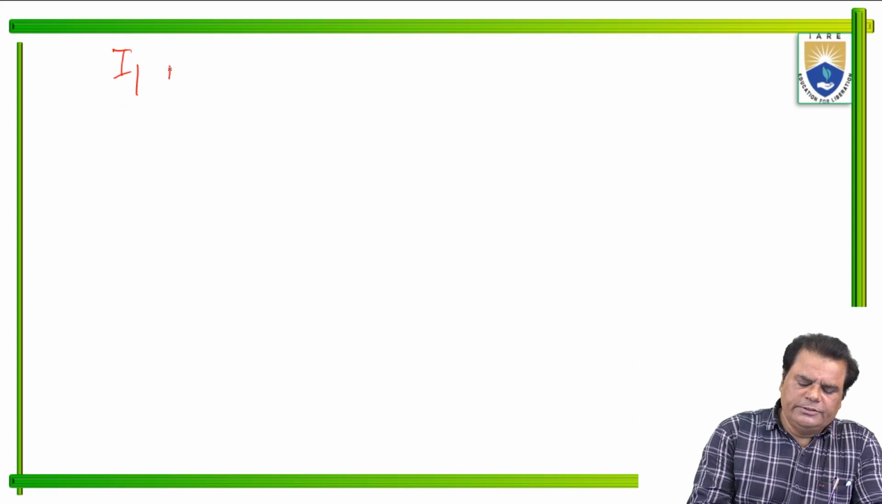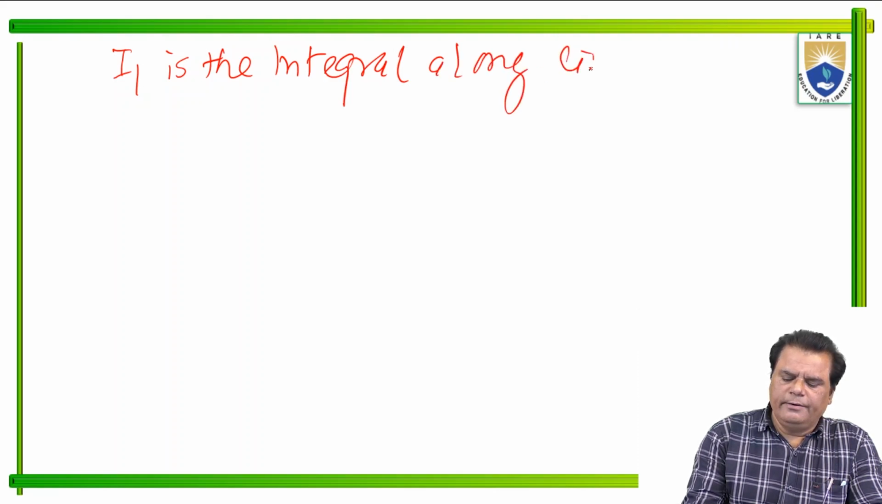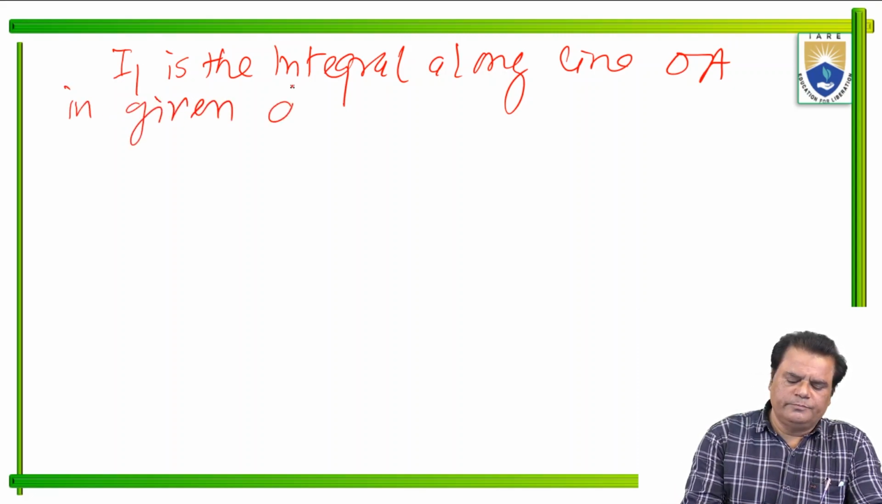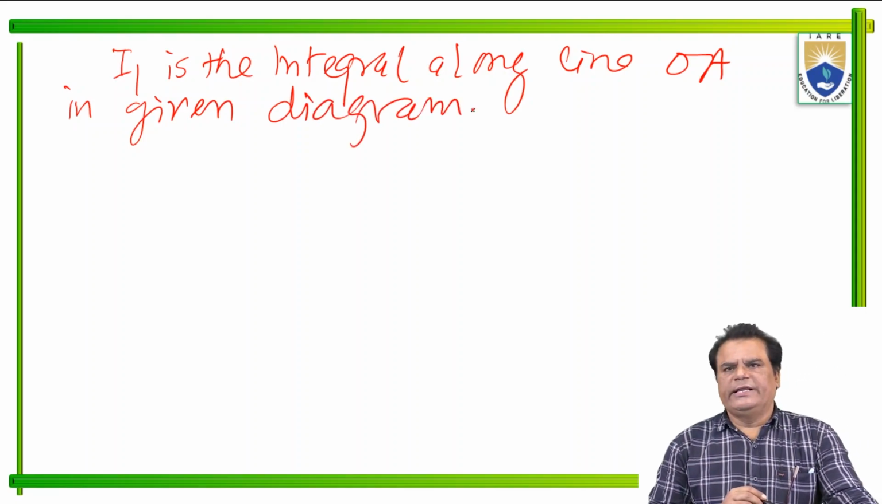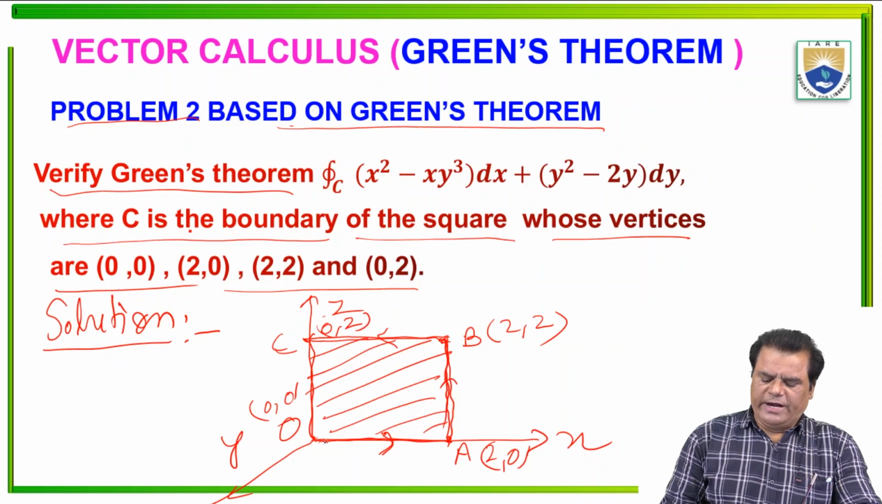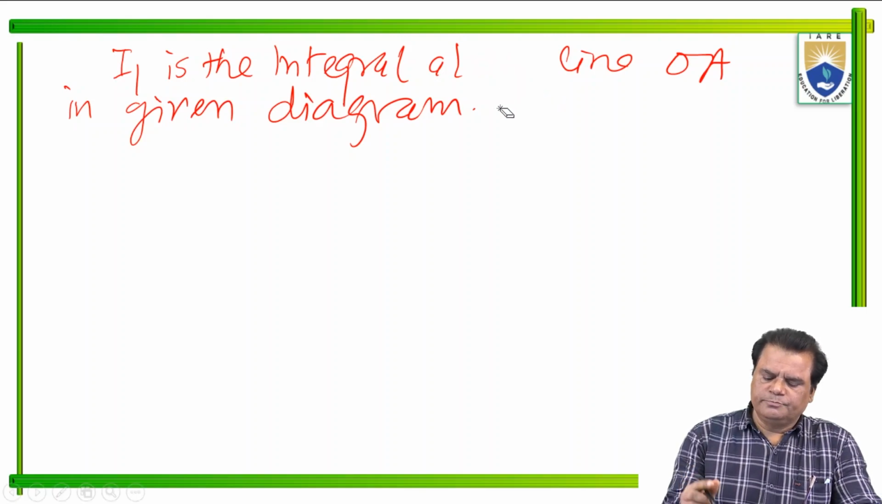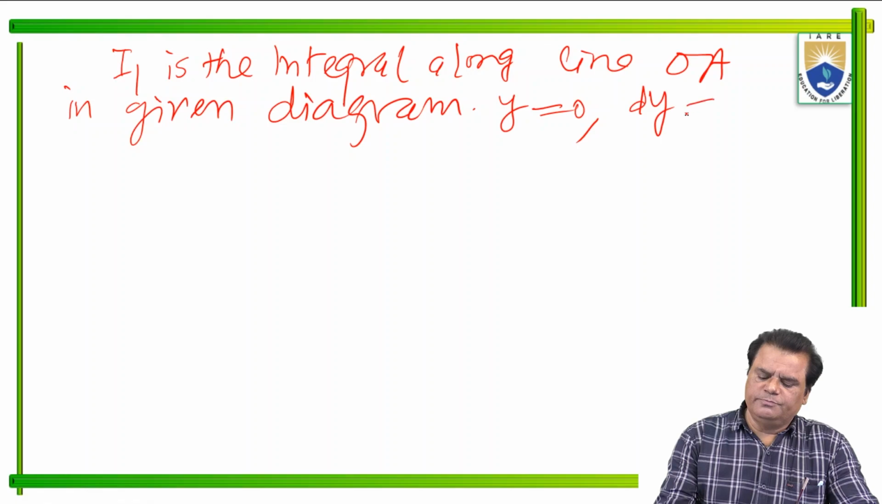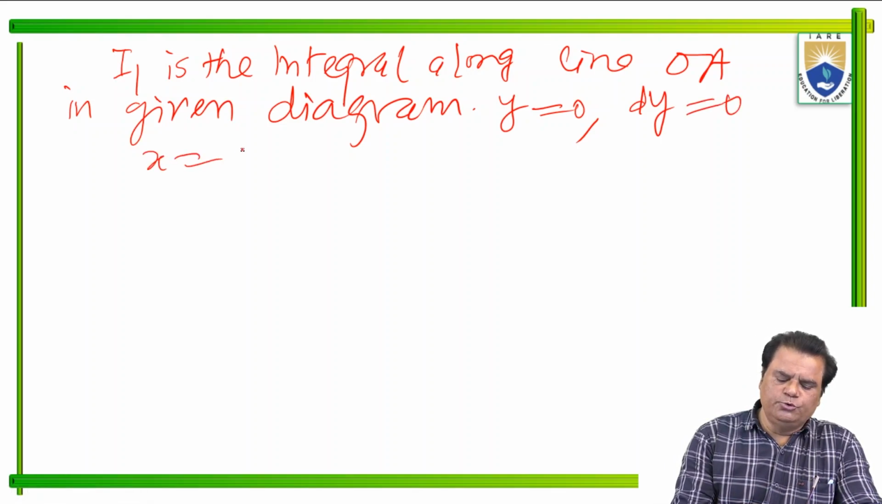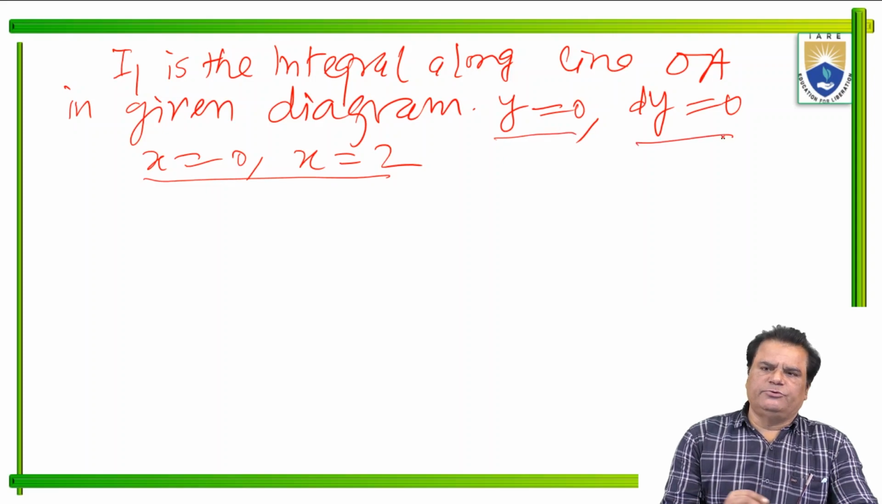I1 is the integral along line OA in the given diagram. So what is along OA? We see that along OA, y is equal to 0. Along OA, y is always 0. Y is 0 means dy is 0. And x goes from 0 to x equal to 2. This is the limit of x.